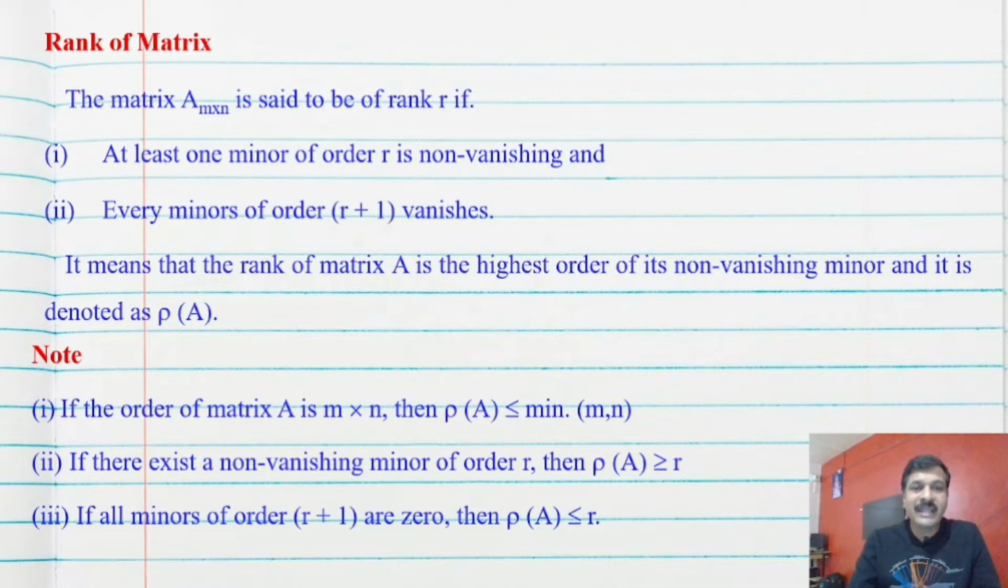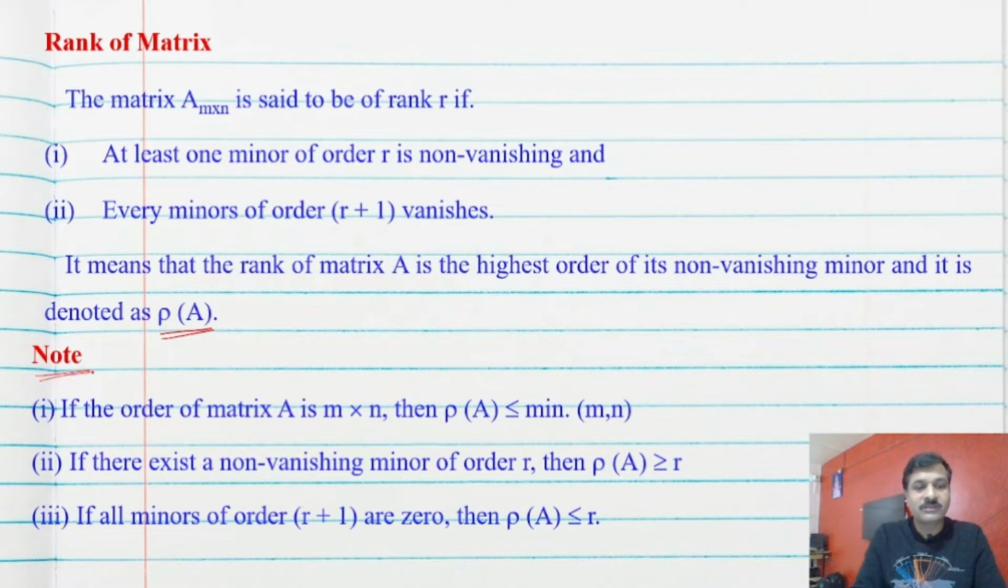The matrix A is said to be of rank R if at least one minor of order R is non-vanishing. Non-vanishing means non-zero. And second, every minor of order R plus 1 vanishes. Vanishes means equal to 0. It means that a matrix is said to be of rank R if it satisfies these two conditions. In short, we can say rank of matrix A is the highest order non-vanishing minor, and it is denoted by rho of A. So here is the notation, rho of A.